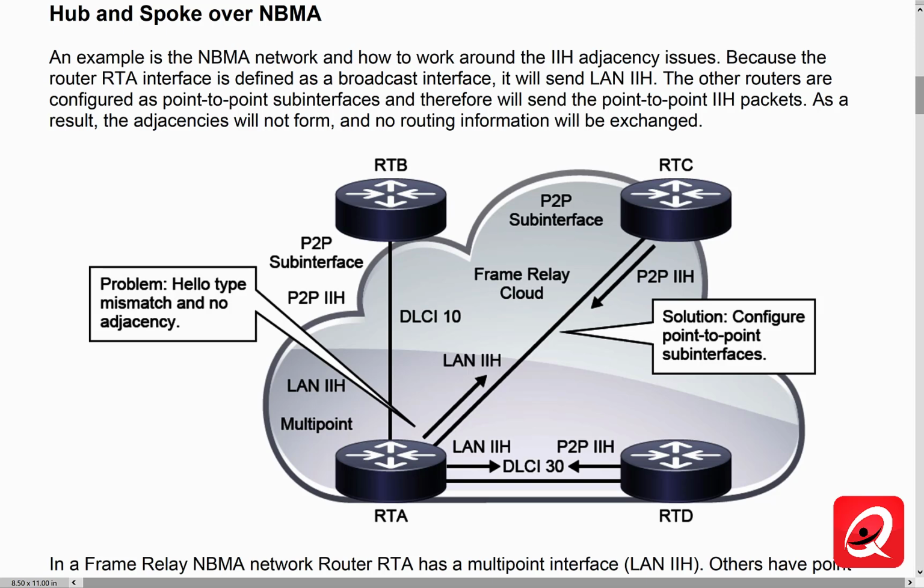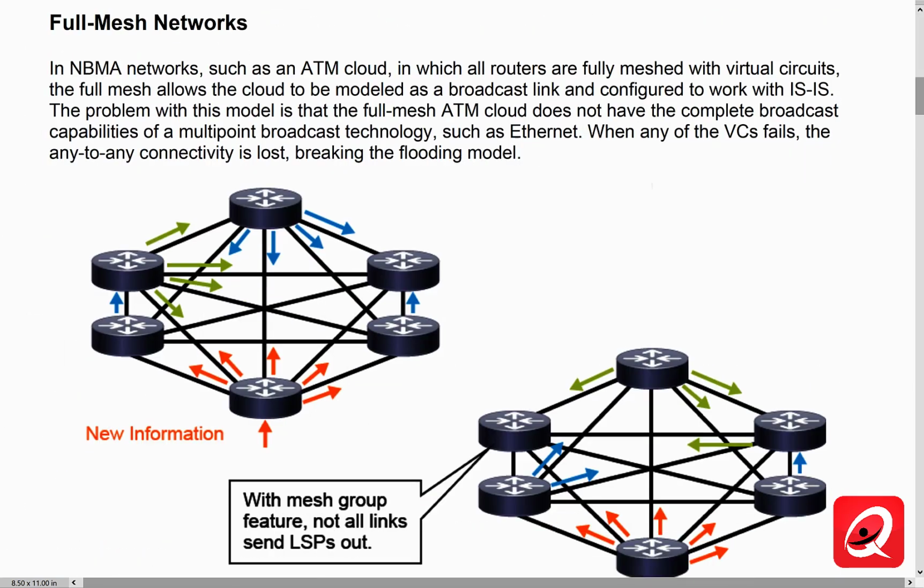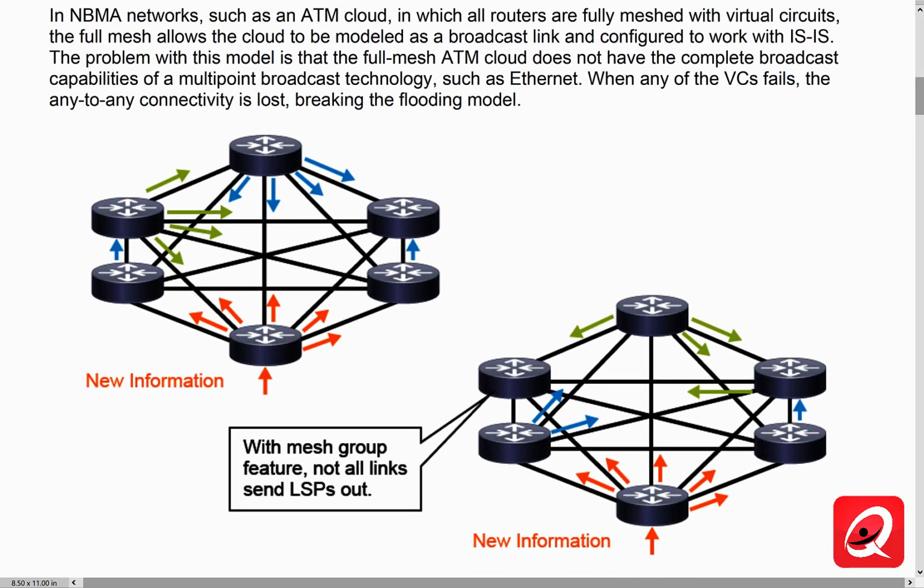Because of that, we would have to actually change the overall architecture. In a full mesh network, we have some considerations as well. In NBMA networks like an ATM cloud, where all the routers are fully meshed based on virtual circuits, or even a frame relay network where you might have this type of scenario, we need to use the broadcast link type to configure this to work with ISIS.